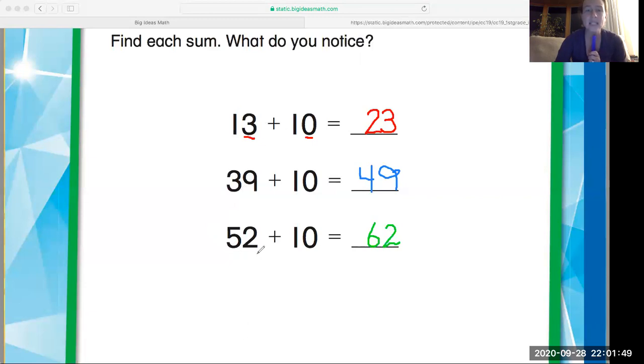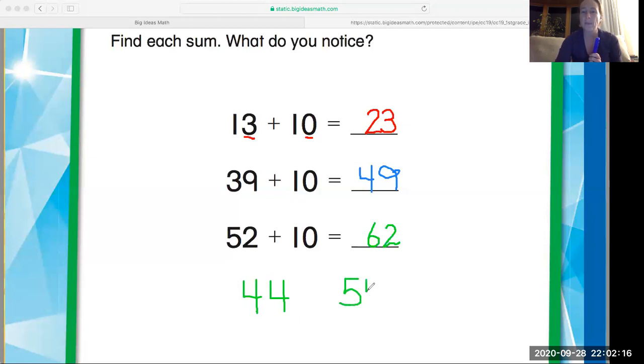So if I was to have the number, let's try 44, and I was going to add 10 to it, do you know what it would be? 44 plus 10 more? Remember, I'm not adding anything to the ones. I'm adding 1 to the tens, so it will be 54. You got it, 54.